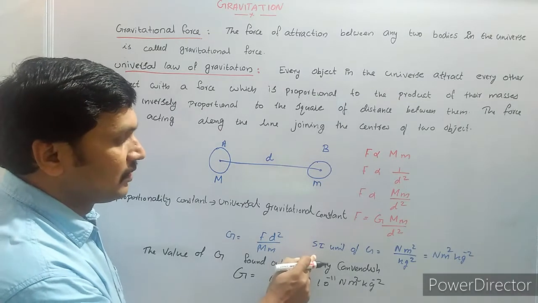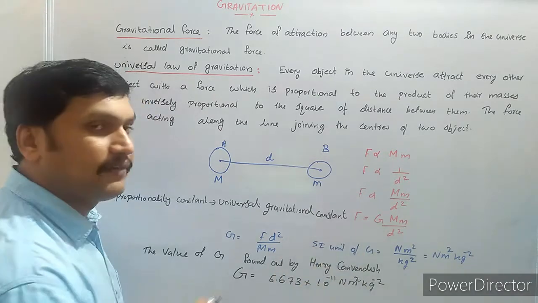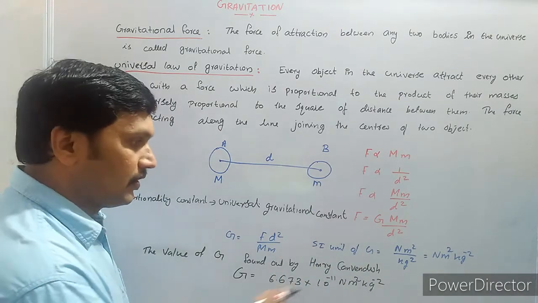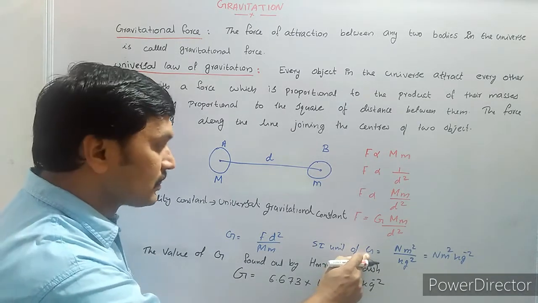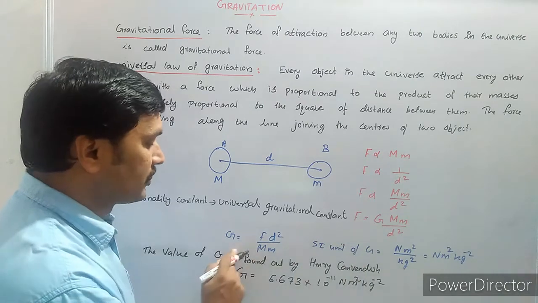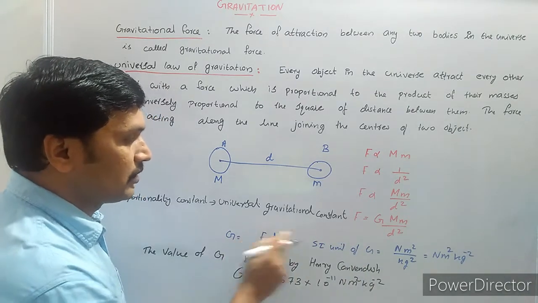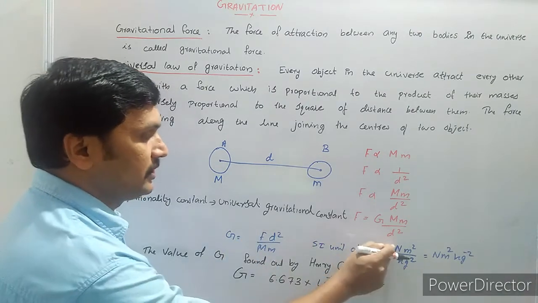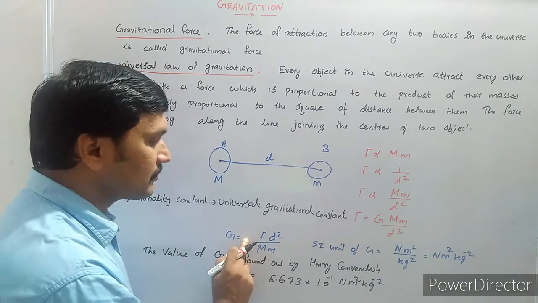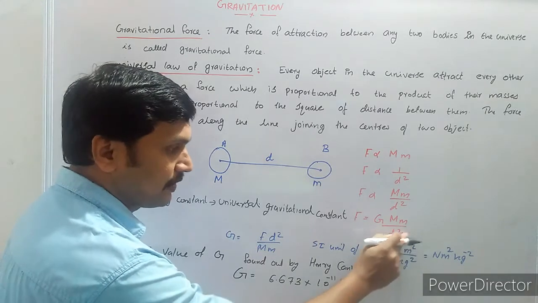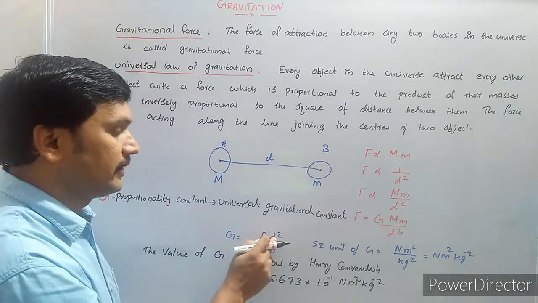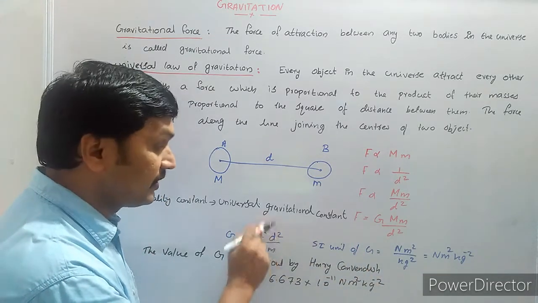Let us find what is the SI unit of this gravitational constant. In order to find the SI unit of G, in the equation for G, substitute the unit of F. You know the unit of F is Newton, force, Newton. And D, the distance, actually D square. So that's why meter square. The unit of distance is meter. So actually here D square.